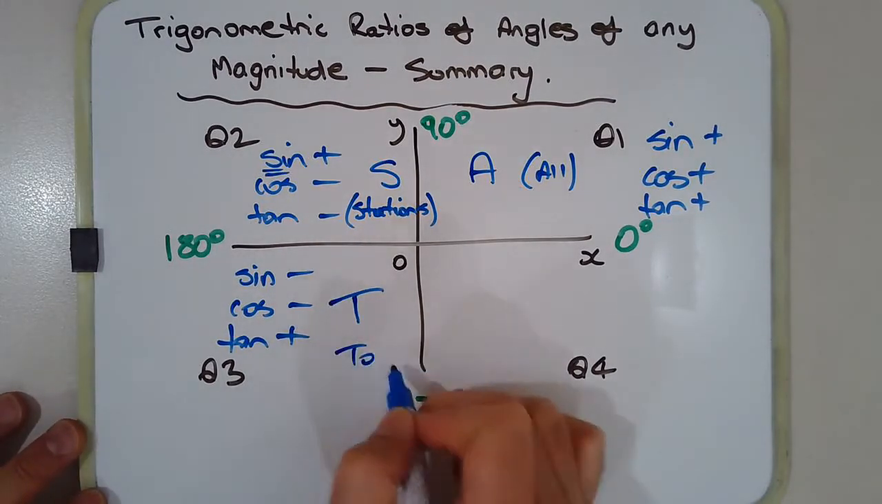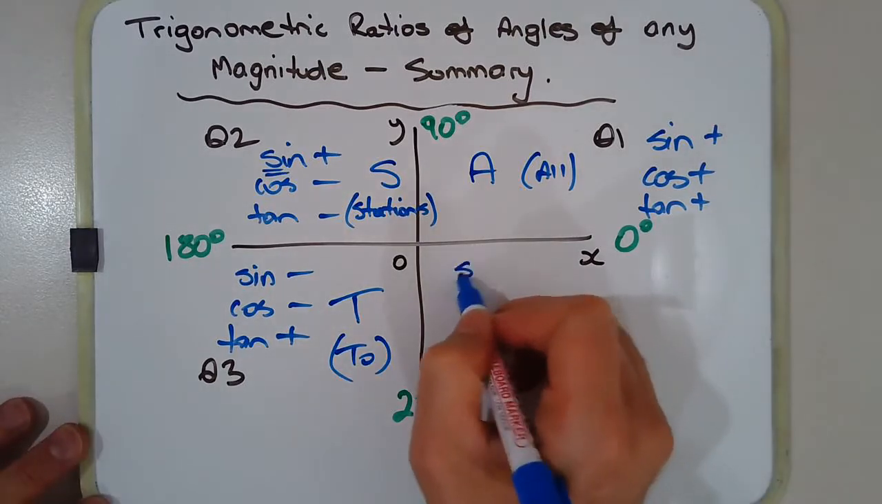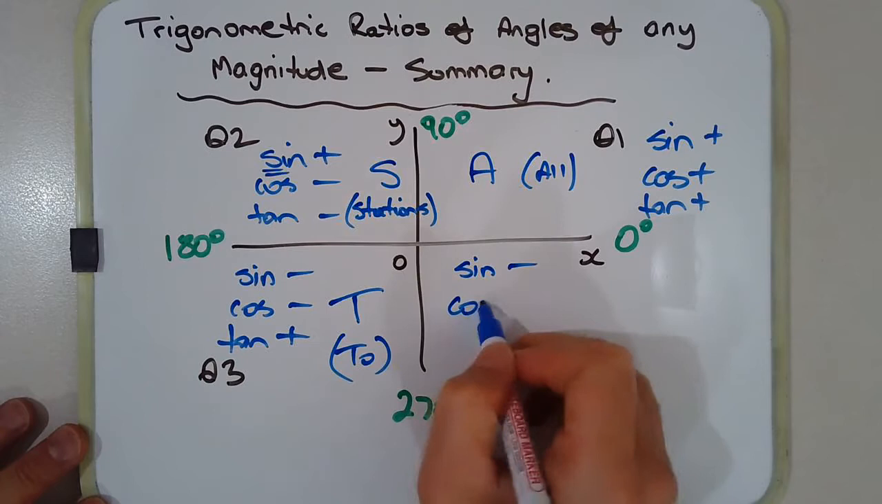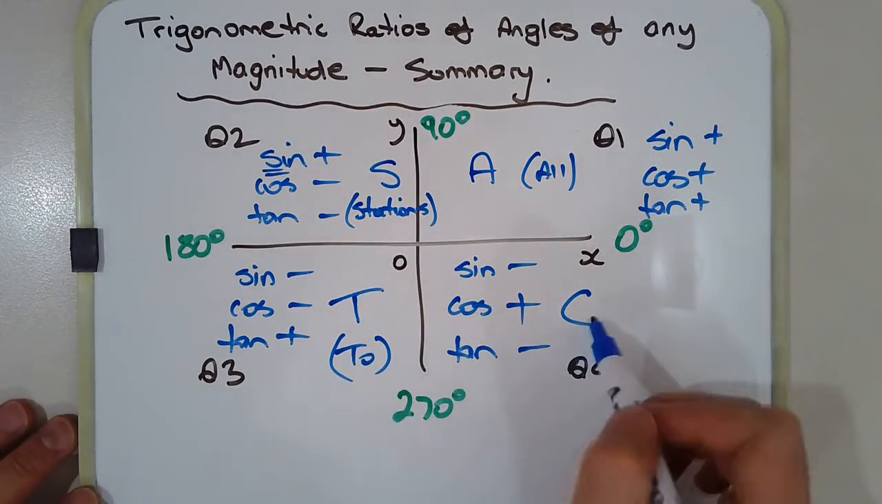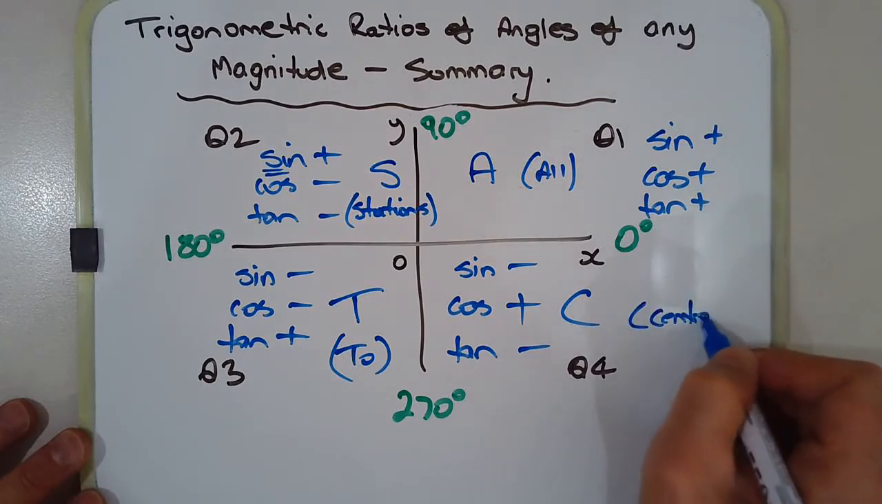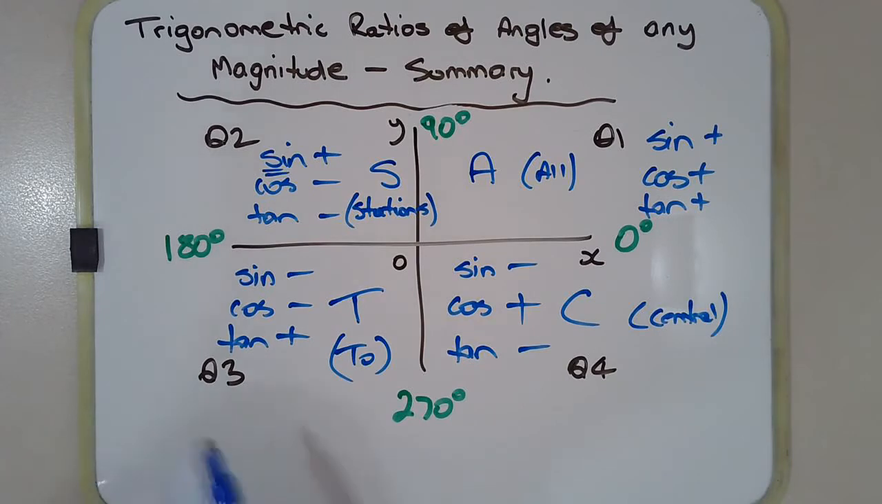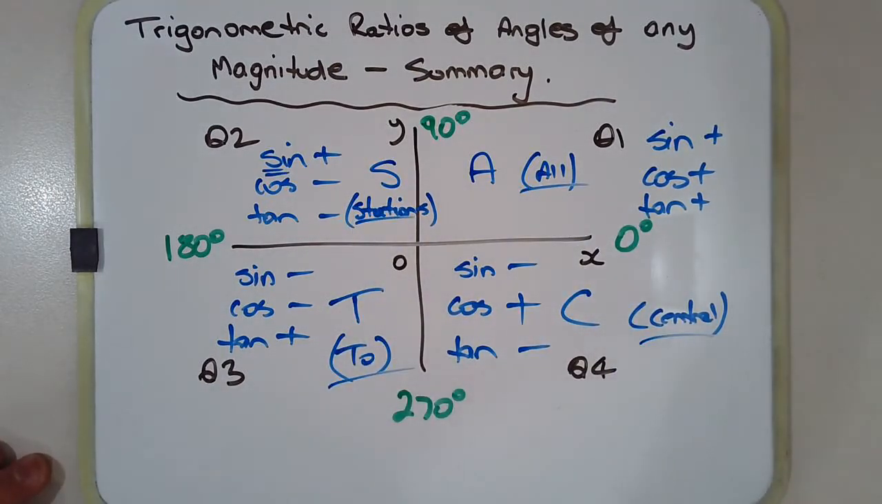So this is represented by the word "to". And in quadrant 4, sine is negative, sorry, cos is positive, tan is negative, and we use a big capital C there, so ASTC, and we use the word "central" to help us remember that quadrant 4 has the cosine ratio positive and the others negative. So there we go, all stations to central. That's where that comes from.